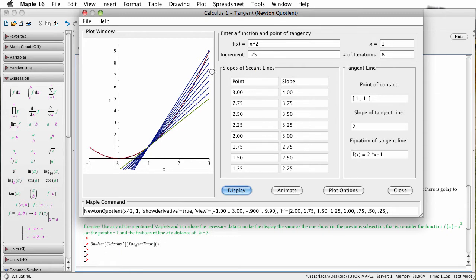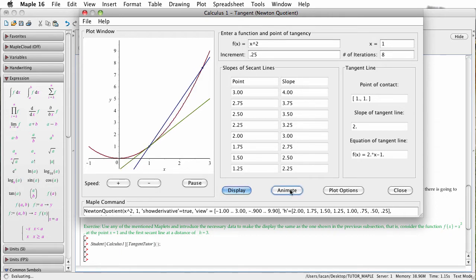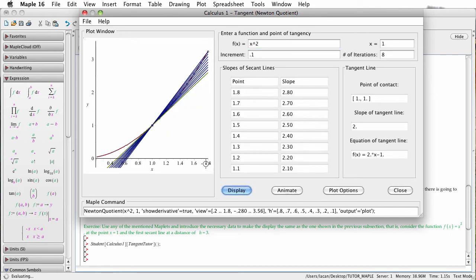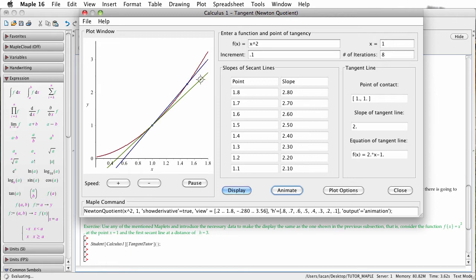So in this case we start with the point 3 and the slope of the second line is 4. If we take 2.75, the slope is 3.75, and for instance if we take the point 2 we get the slope 3. As you can see the slopes are all tending to 2. We can animate this and you can see that the second line approaches the tangent line. If I reduce the step and make display, look, now the maximum length is going to be h equal to 0.8, and if we make animate, we see that again the second line tends to the tangent line and that the slope is tending to 2.